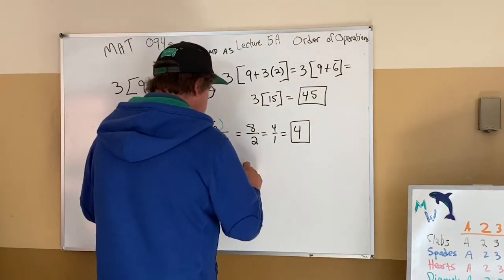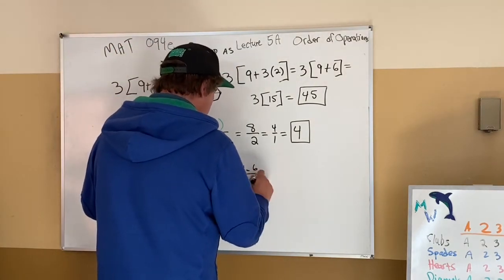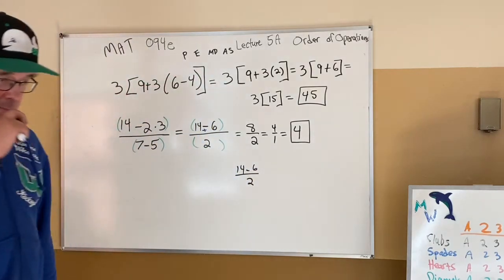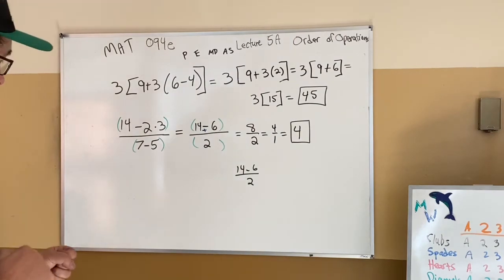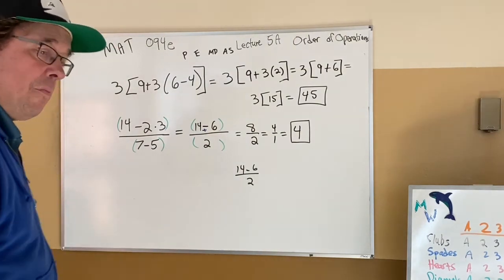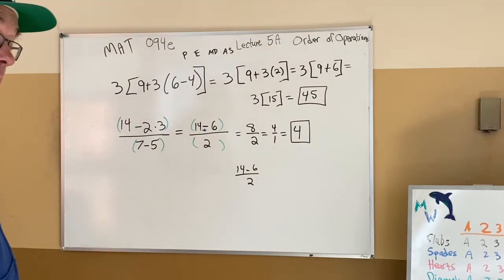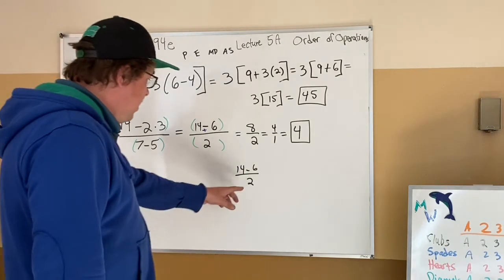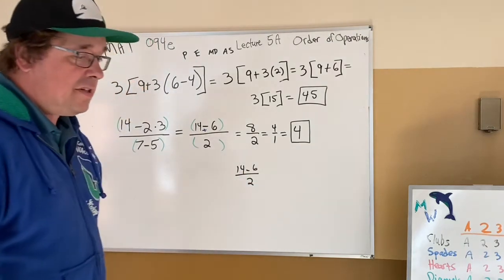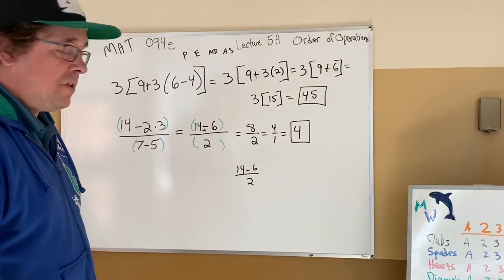A word about canceling. If you saw 14 minus 6 all over 2, you can't cancel there. If you've ever dealt with canceling before, and you think, I know what I'll do. No. Quick explanation with no writing. I don't want you to do canceling, but some people think, I will cancel the 2 with the 14, get 7 minus 6, and get 1. That's not 4. 4 is what the answer has to be.